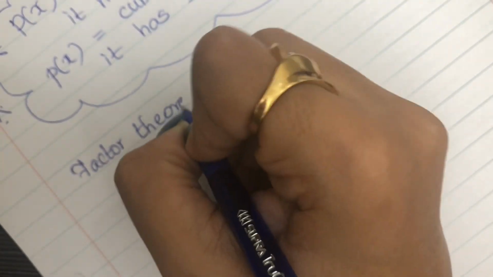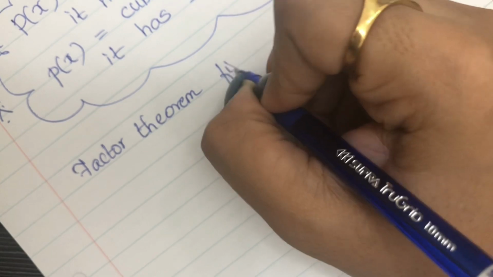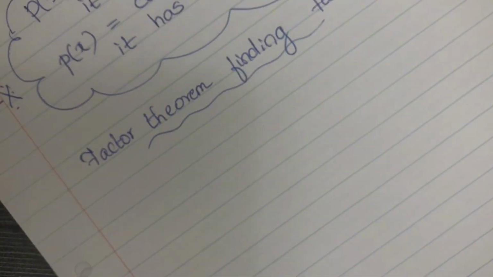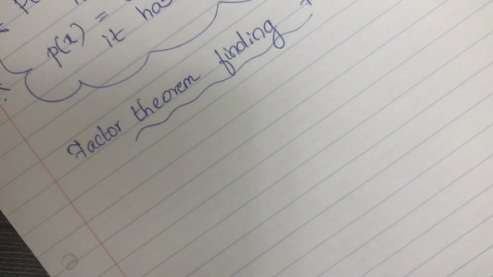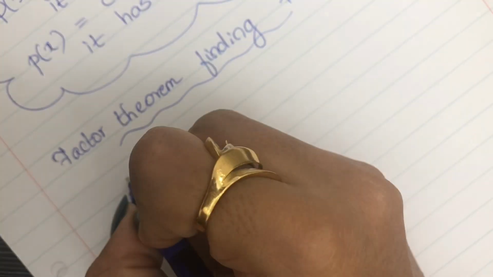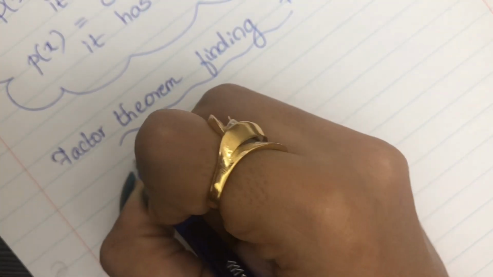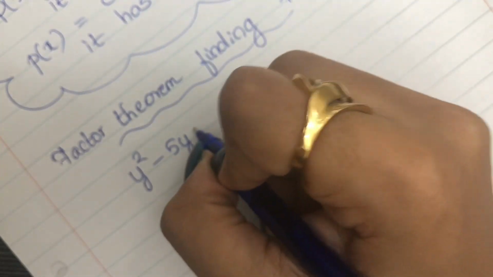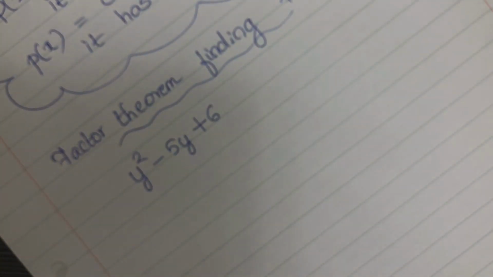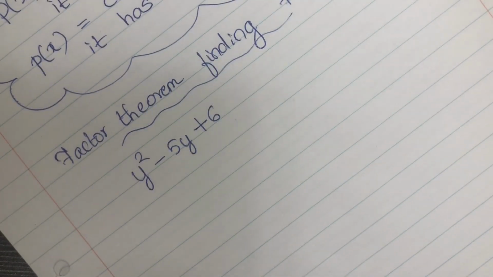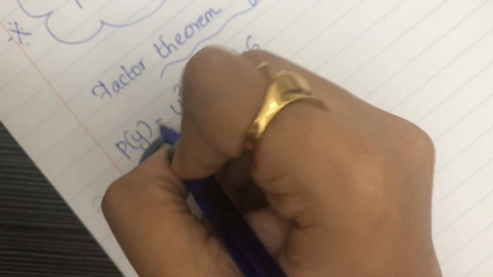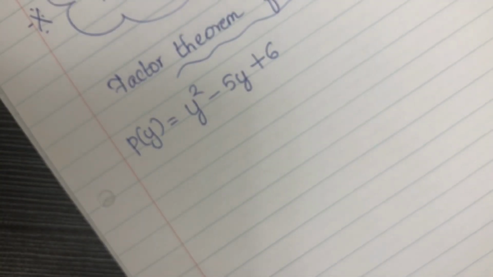Factor theorem, finding factors using it. Okay, so our question is: factorize y square minus 5y plus 6 using the factor theorem. So our P of y is y square minus 5y plus 6.